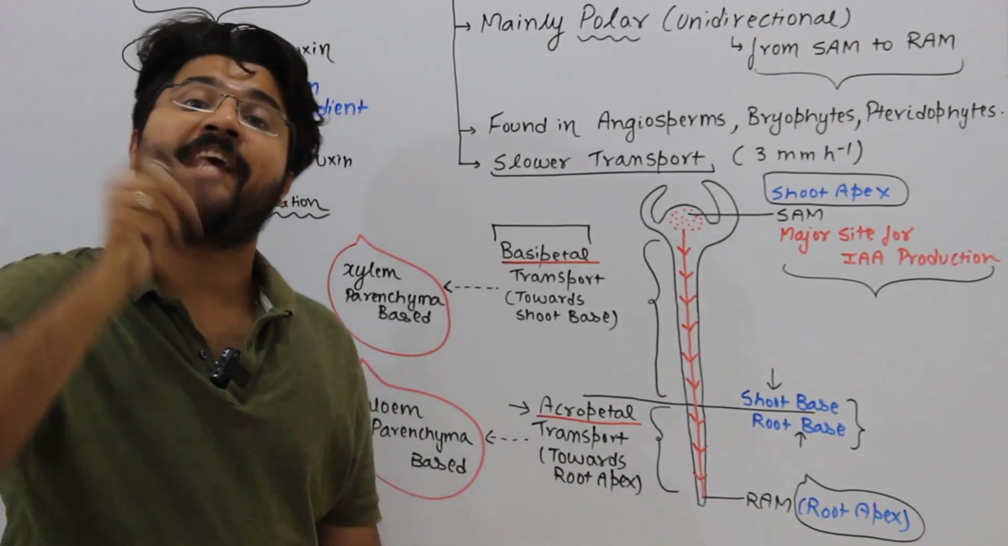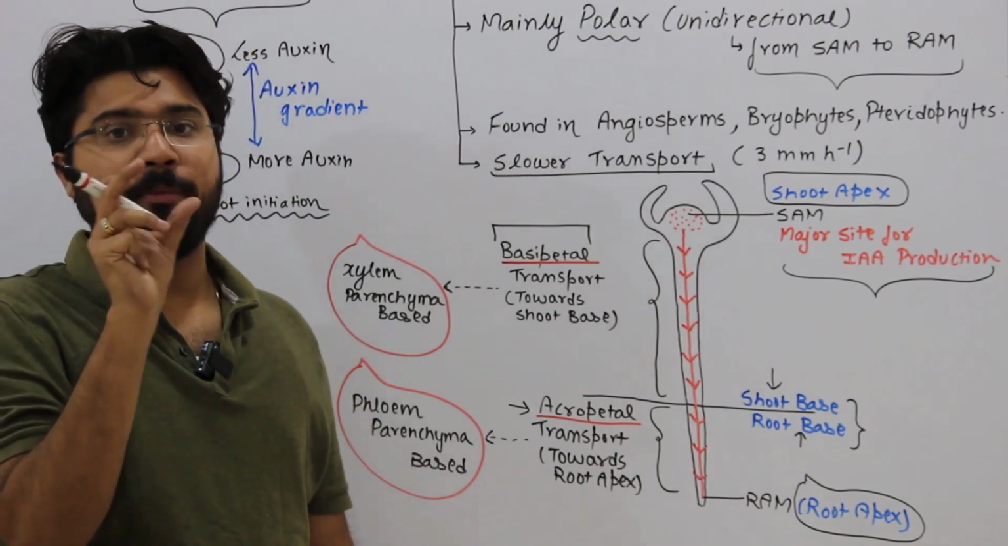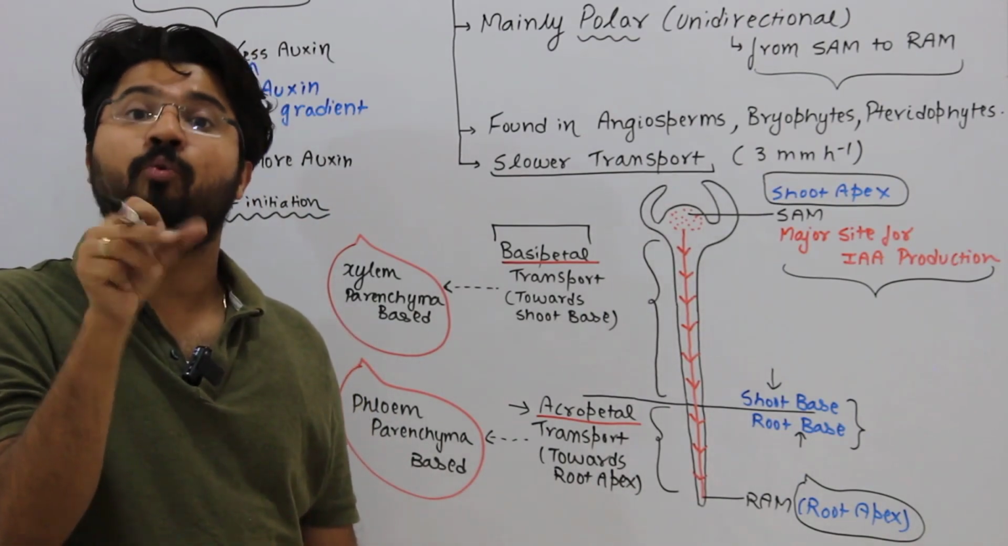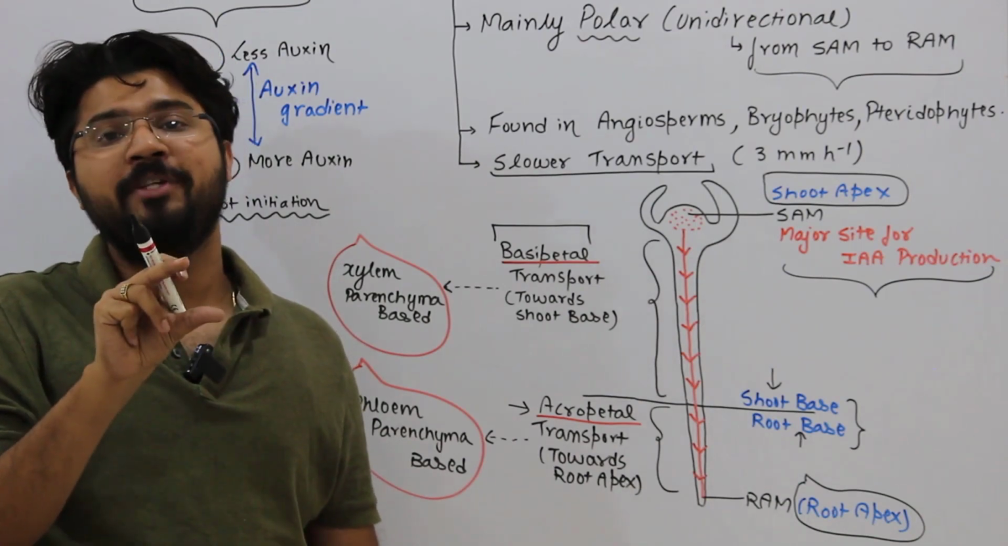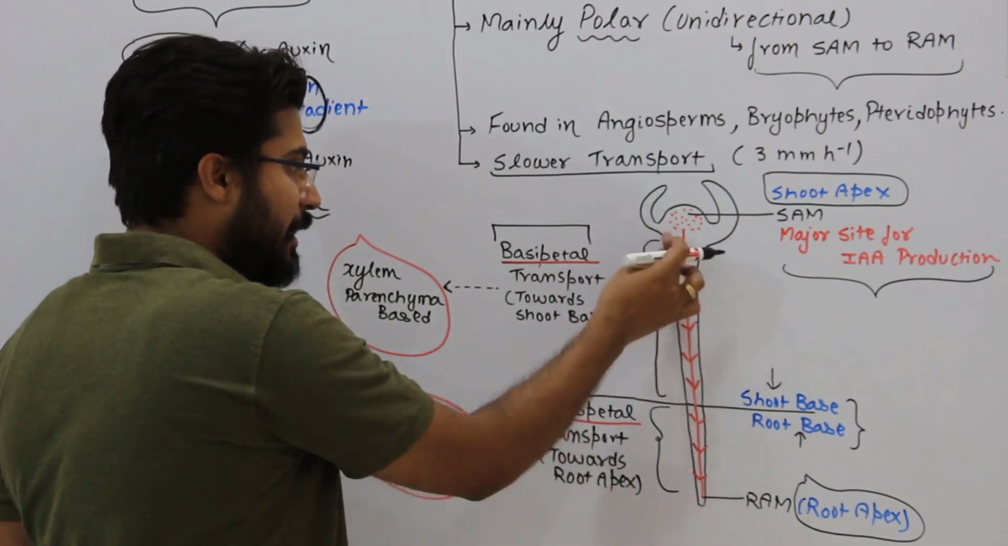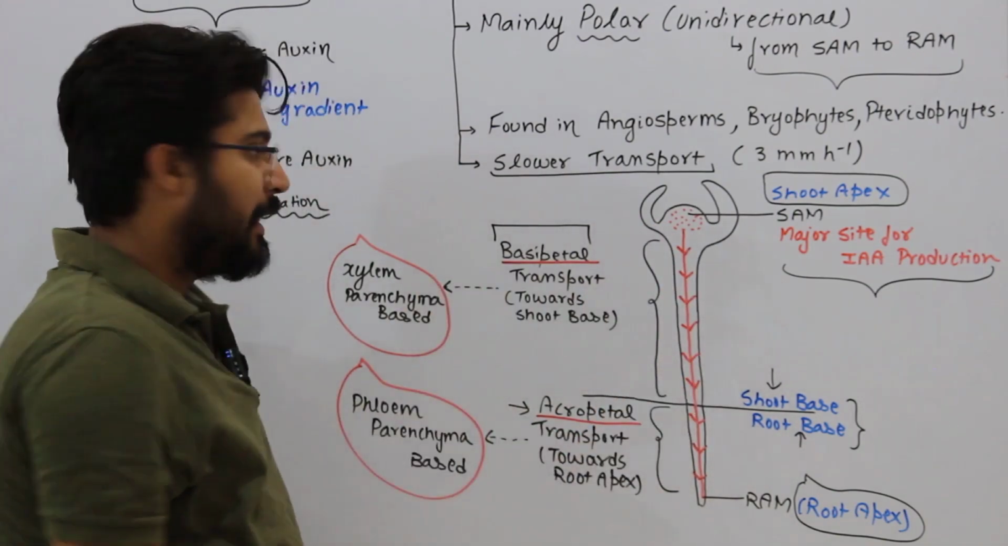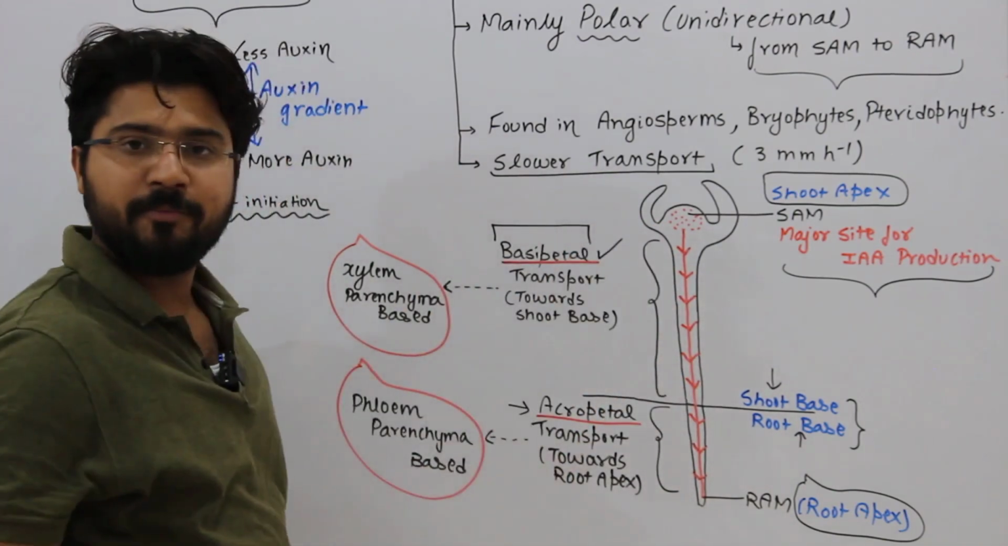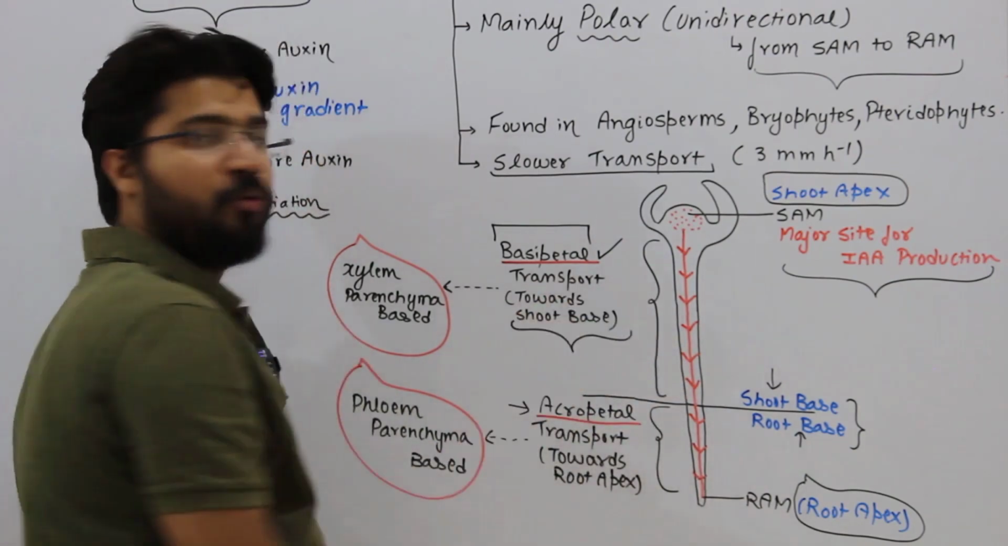Acropetal: movement towards the apex, that is acropetal. Basipetal: basi means towards the base and acro means towards the apex. Can you see that when auxin moves from the SAM and travels towards this particular point, it can be called basipetal transport? Yes, because it is towards the shoot base.